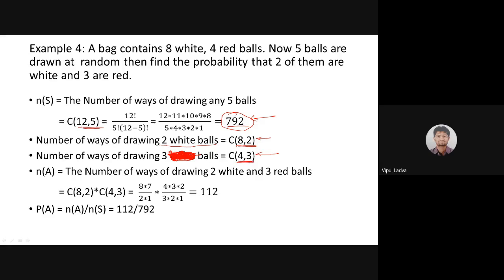And for the red, we have 4 red balls. Among them, we need to choose 3. So I provided 4C3. Move ahead.